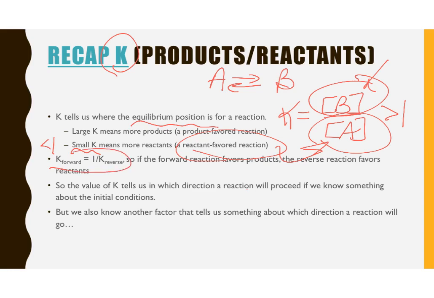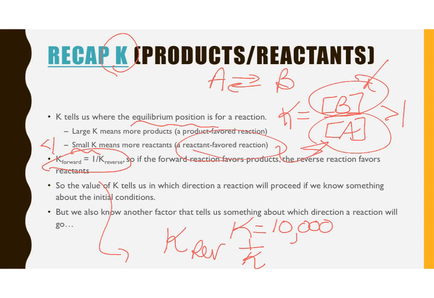It's also important to remind ourselves that if we have a large K in the forward direction, so let's say 10,000, then in the reverse direction, that's if we reverse a reaction, it's 1 over K. The K in the reverse direction would be small. Okay, so that's kind of intuitive, I think.